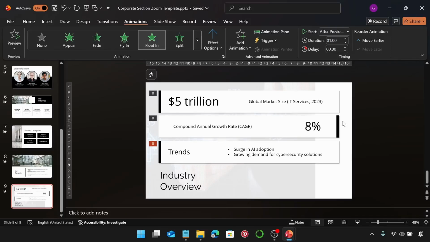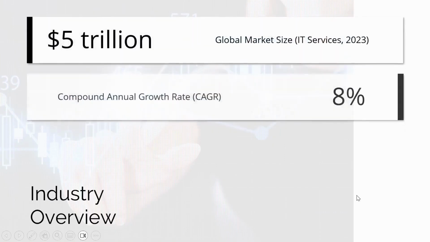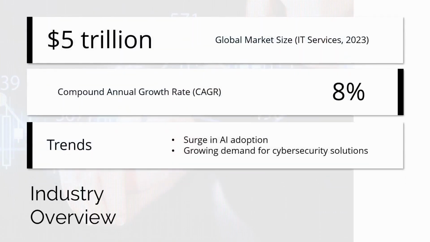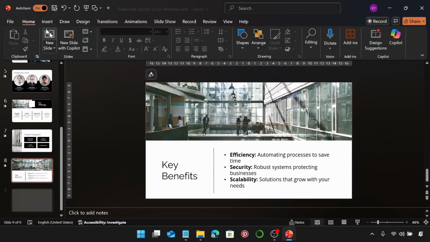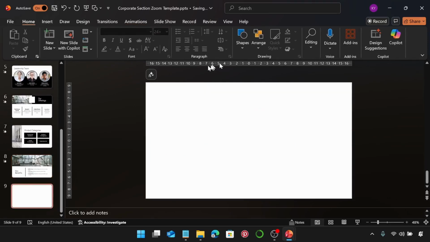This is part 9 of a video series where we create a corporate section zoom template in PowerPoint. This is the industry overview slide, which is slide 9. Let's start by creating a new slide. So go over to Home and create a new blank slide.